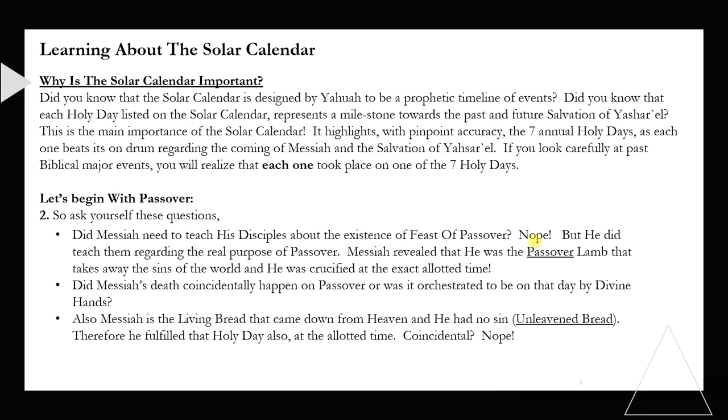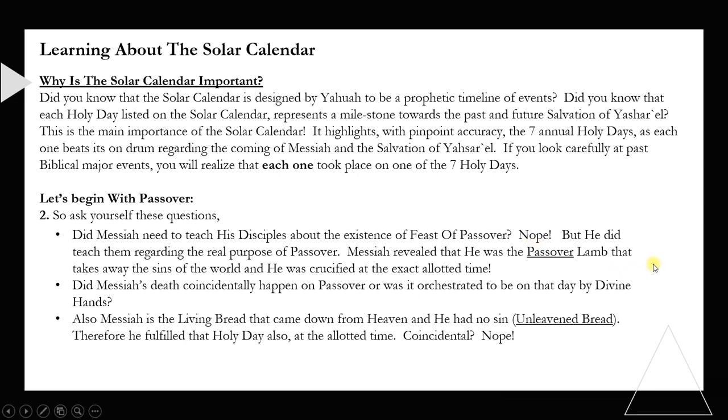And the last point. Also, Messiah is the living bread that came down from heaven, and he had no sin, unleavened bread. Therefore, he fulfilled that holy day also at the allotted time. Was that coincidental? No, it was not.